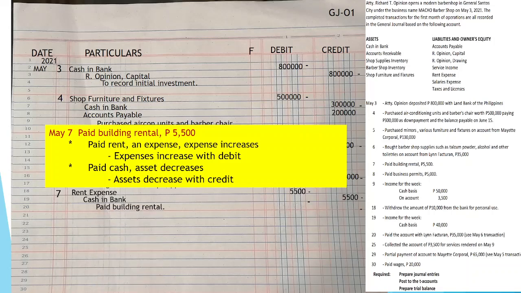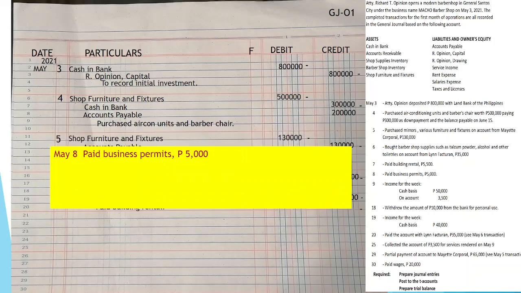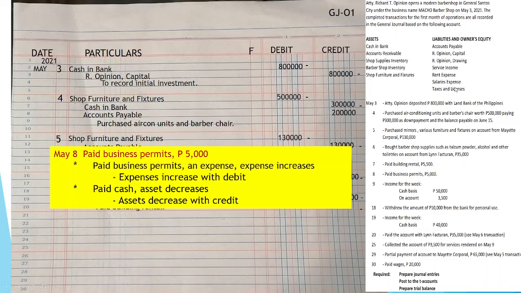Alright, let's move on. May 8. It's similar to the May 7 transaction. We paid by this time business permits. Okay, business permits must fall under the taxes and licenses. So our entry would look like this.